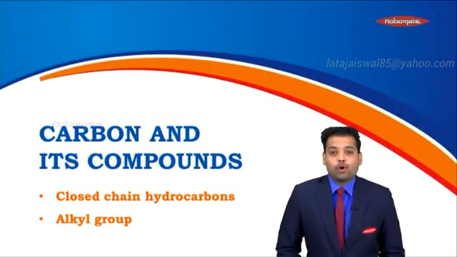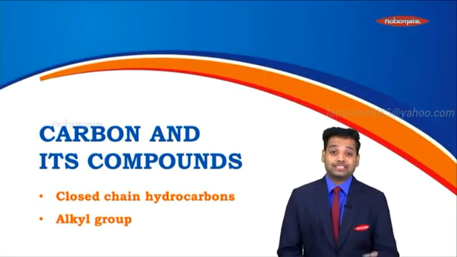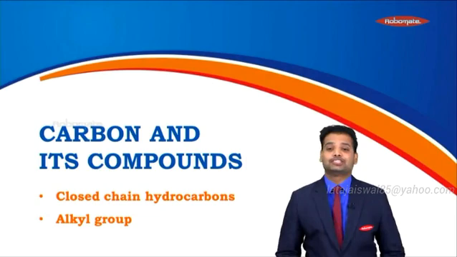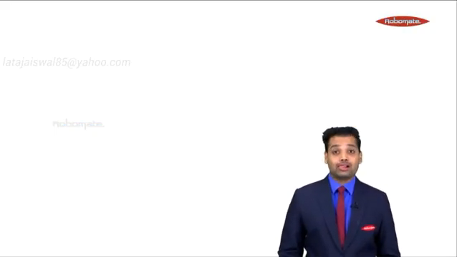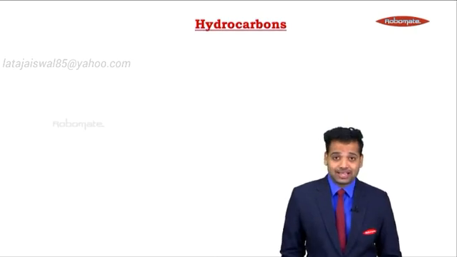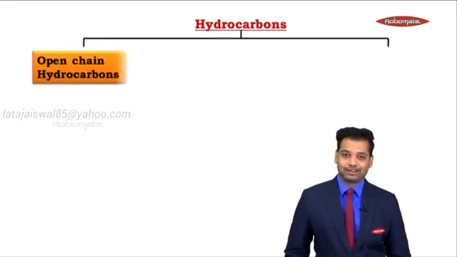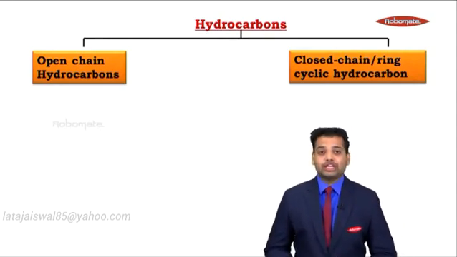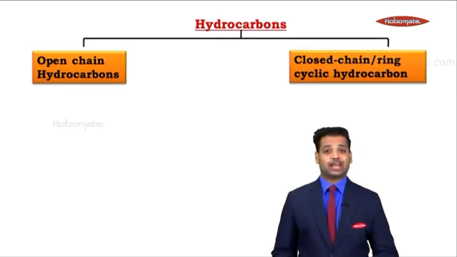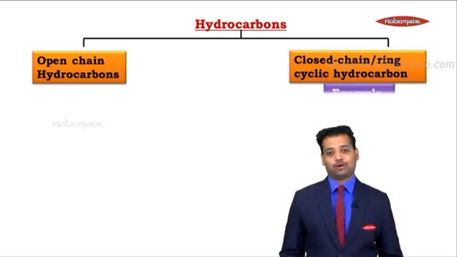We are thorough with open chain hydrocarbons. Let's finally divert our attention to closed chain hydrocarbons and something new, alkyl group. Let's learn how it is. Now we remember hydrocarbons are divided into two types, open chain and closed chain hydrocarbons. Now these closed chain hydrocarbons are also called as ring chain hydrocarbons or cyclic hydrocarbons.